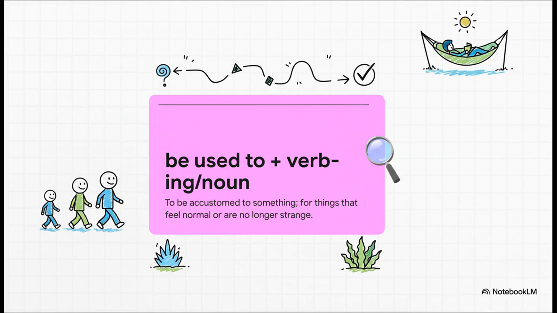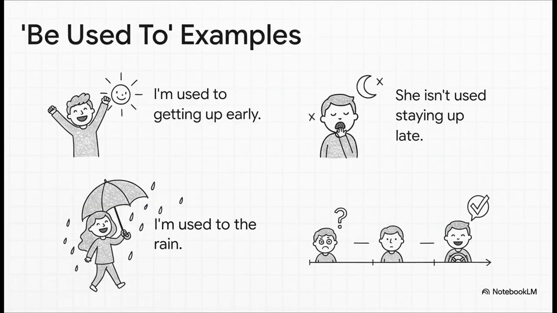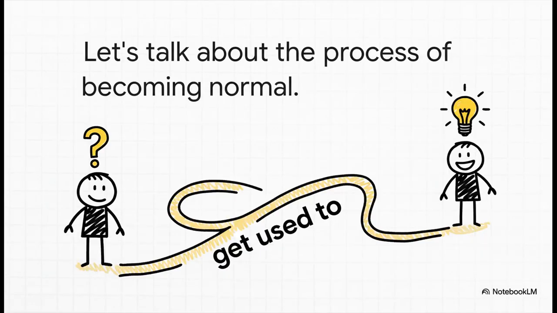No big deal. And look how flexible this is. You can say, I'm used to getting up early. That describes a routine that's now normal for you. You can use it with a simple noun, like I'm used to the rain. And get this, it even works for the future. You could totally say, soon I'll be used to driving in London. See? Super useful.